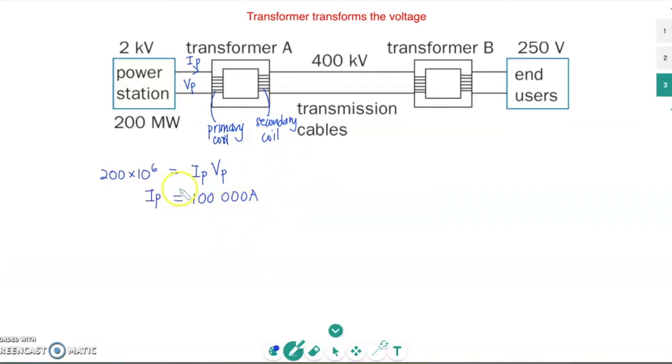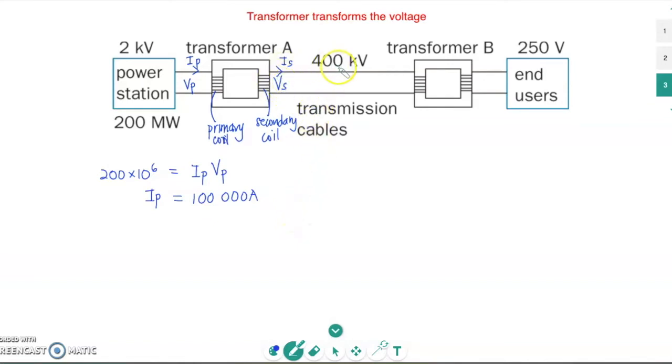If we have this current flowing without transformer A and transformer B, across the entire transmission cables, you can imagine how much heat loss we're going to have, because the heating effect of currents will be very significant. So what we do is step up the voltage. Remember, if we step up the voltage, we get a smaller current. If we want a smaller current flowing in the transmission cables, we have to step up the voltage, so we want a higher voltage at the secondary coil.